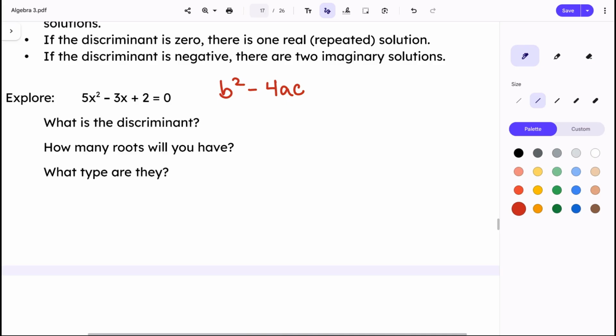So what number are we going to put in for our b? Negative 3. And I always put that in parentheses because you're squaring it. So no matter what happens there, it's always going to be positive. And then minus 4, what goes in for my a? And c? 2. Okay, so let's evaluate that. What would be 9 minus 40? Negative 31. So down here I'm going to say my discriminant would be equal to negative 31.